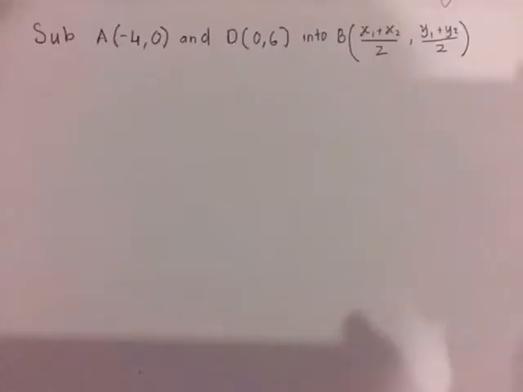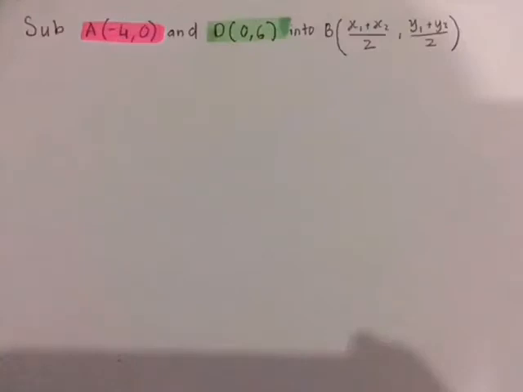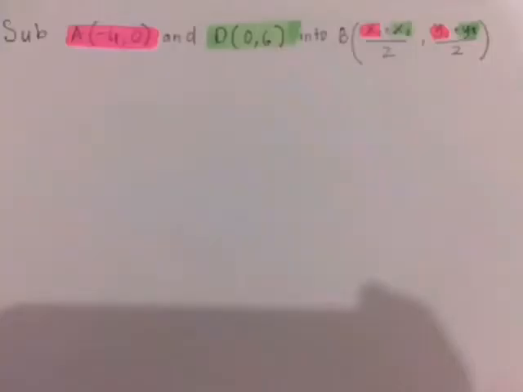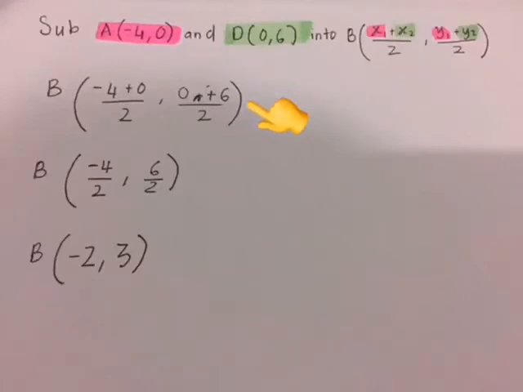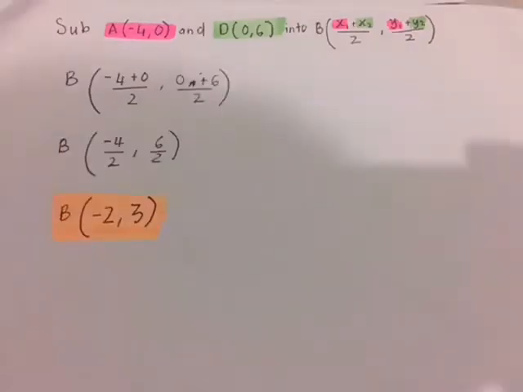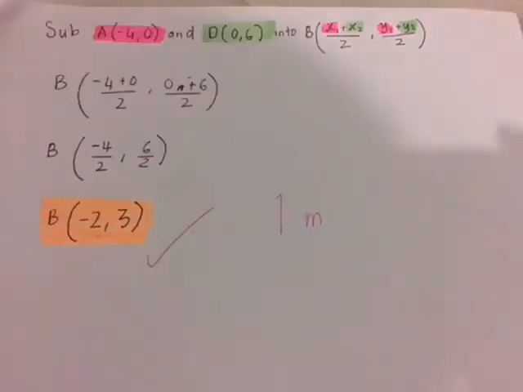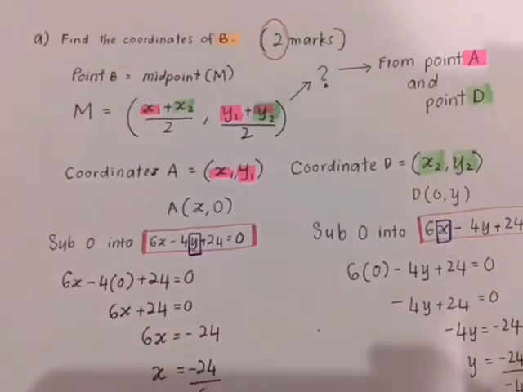The next step is to substitute point A and point D into the midpoint formula, to find point B. So B equals (negative 4 plus 0 divided by 2, comma, 0 plus 6 divided by 2). B equals (negative 4 divided by 2, comma, 6 divided by 2). Then we get the answer for the coordinates of point B, which is (negative 2, 3). This can be considered as the second mark. So we can get 2 marks total for this question.